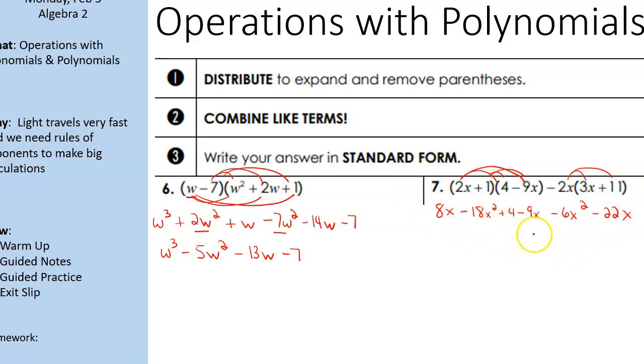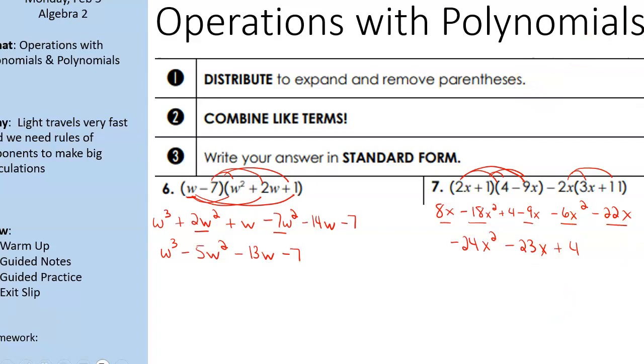And now we're going to combine like terms. So I have a negative 18x squared and a negative 6x squared, which gives me negative 24x squared. I'm going to have 8x and negative 9x and negative 22x to combine. And then when I combine all that, I get negative 23x. And then I bring down my plus 4. There's nothing else to combine with that. And that is my answer for that one.